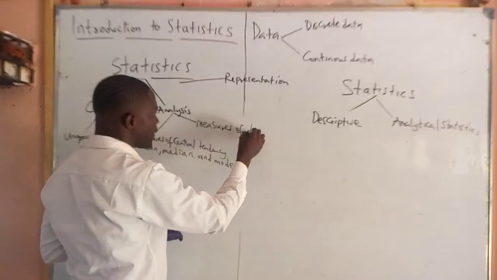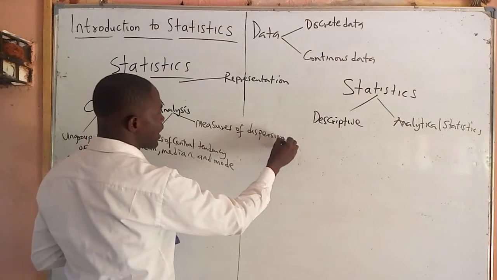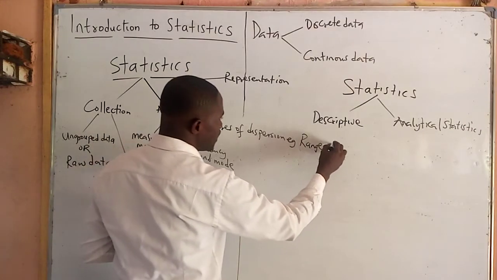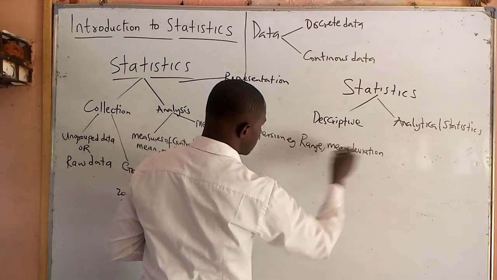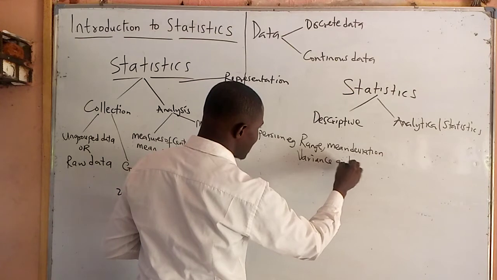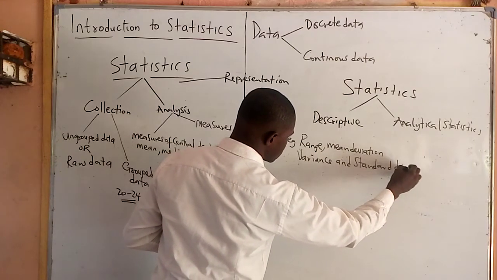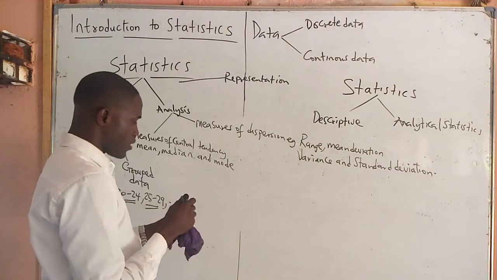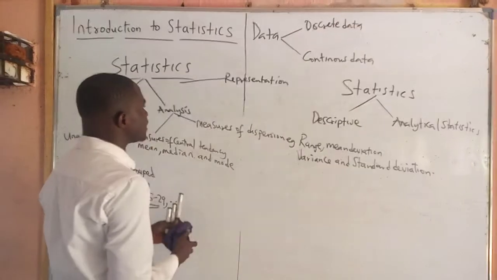Measures of dispersion. Examples of measures of dispersion are range, mean deviation, variance, and standard deviation. These are what we discuss on measures of dispersion.